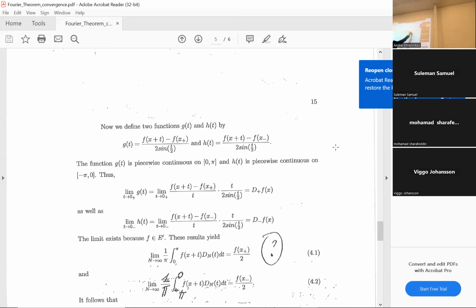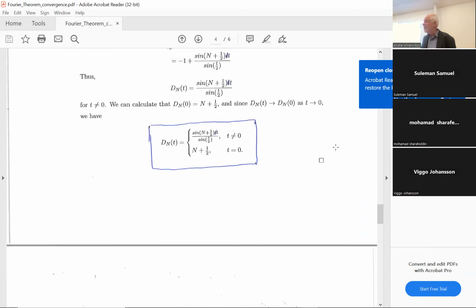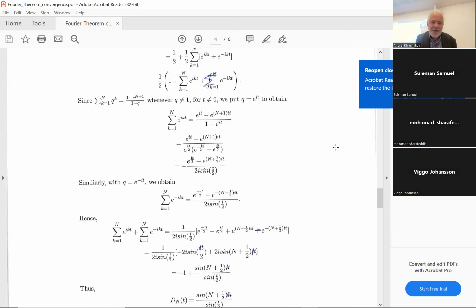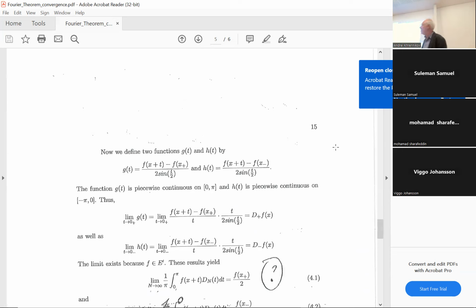The right-hand derivative and left-hand derivative. But since in the Dirichlet series we have in the denominator sine of t divided by 2, they put not just t in the denominator, but sine. So it should be t to get the derivative. They put the sine, but sine is practically t. If we expand this, it is t divided by 2, so this is practically t.